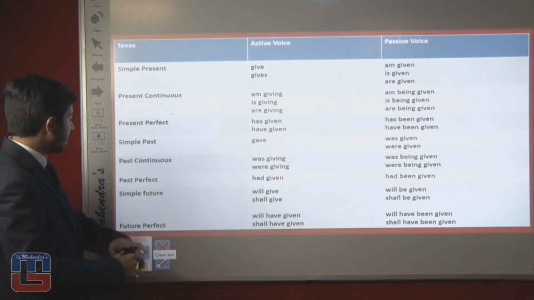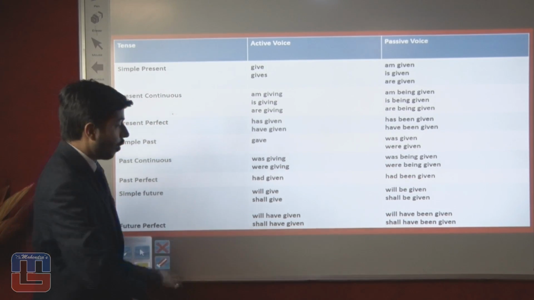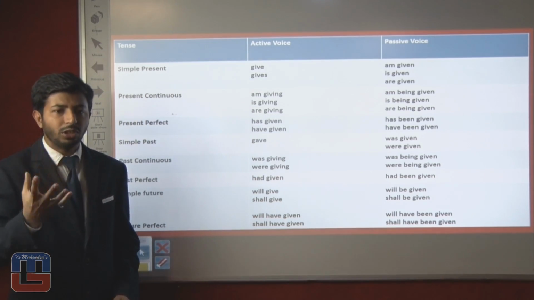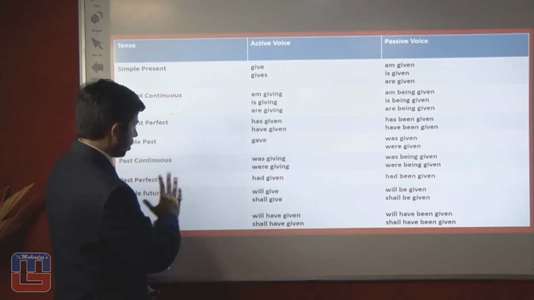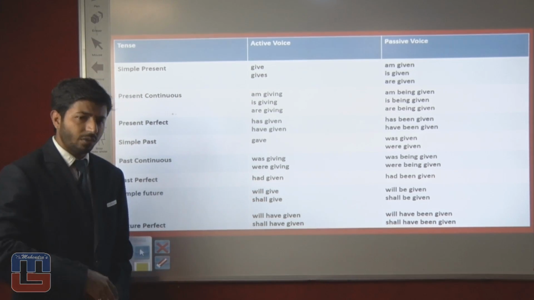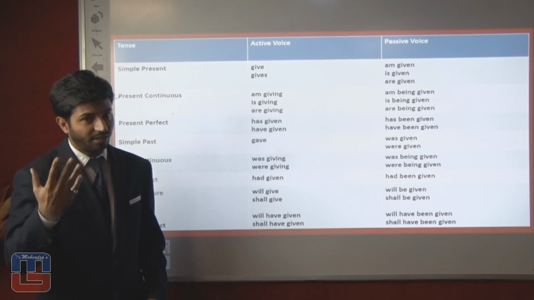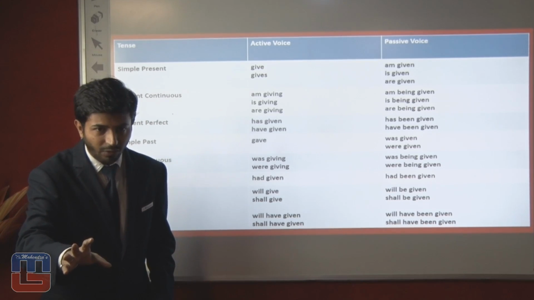Now the next rule is simple future and future perfect. Simple future says will give, shall give. It's a very simple rule. If we talk about the future tense, we use the helping verb either will or shall. In the simple future, this is a very simple sentence: will give or shall give. So in the case of conversion to the passive voice, given is used because the third form of the verb is always used in the passive form.